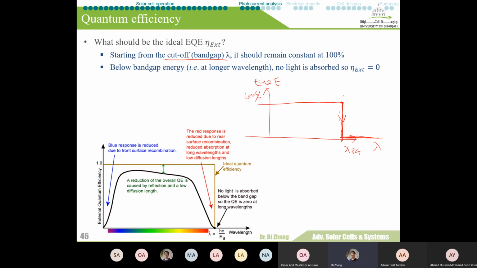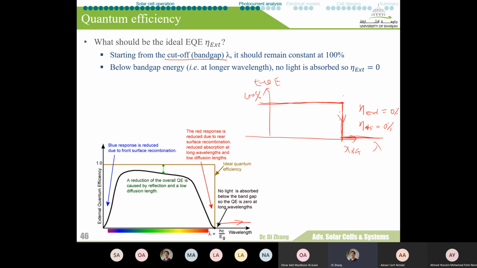The reason for this is that if you go beyond the band gap, obviously you cannot have any absorption, because beyond the band gap the absorption efficiency is going to be 0%, and with that said, the external quantum efficiency automatically will have to be 0%. But within the band gap, we hope that ideally the best quantum efficiency should be 100%. So ideally, we're talking about a rectangular profile.